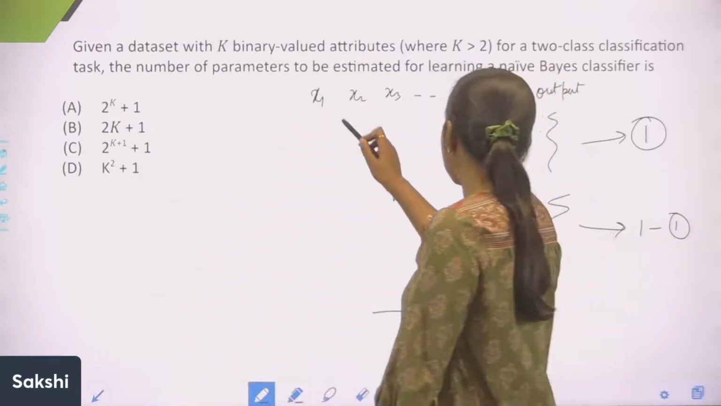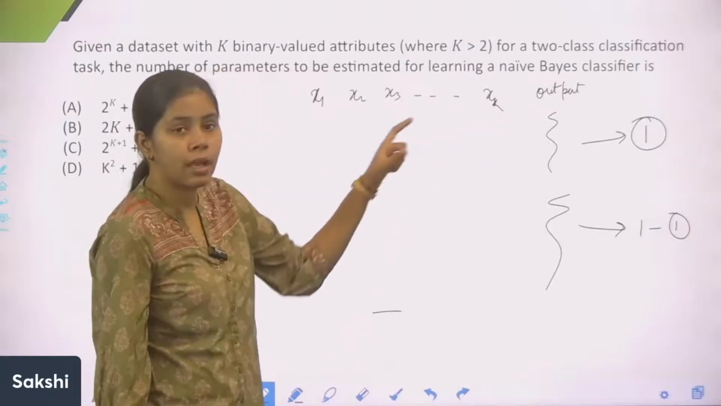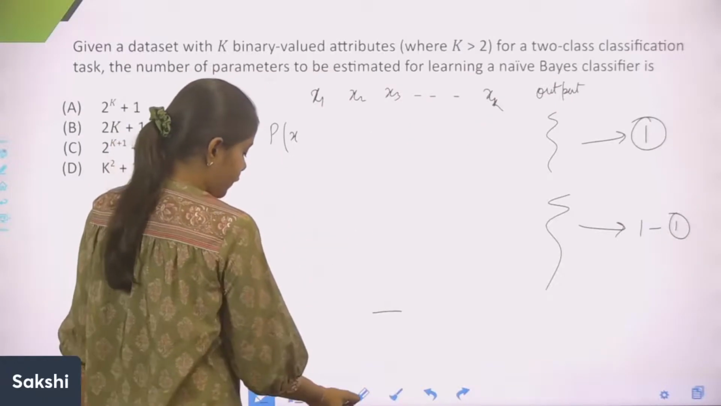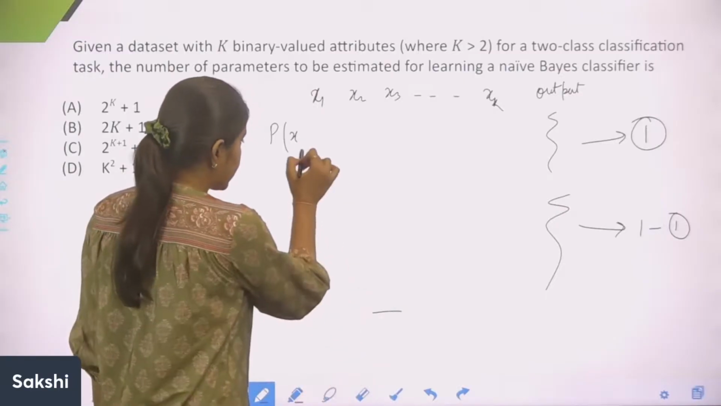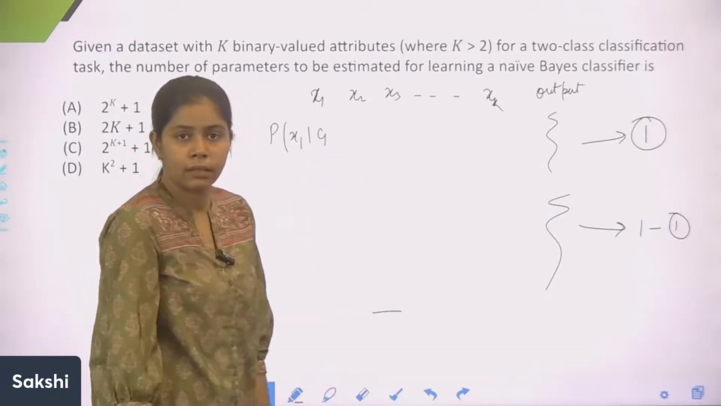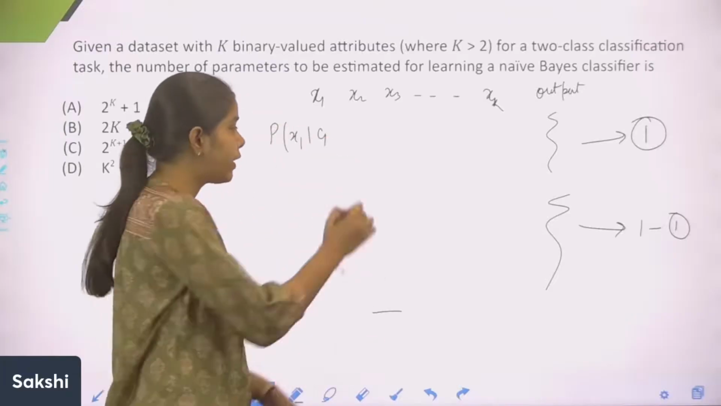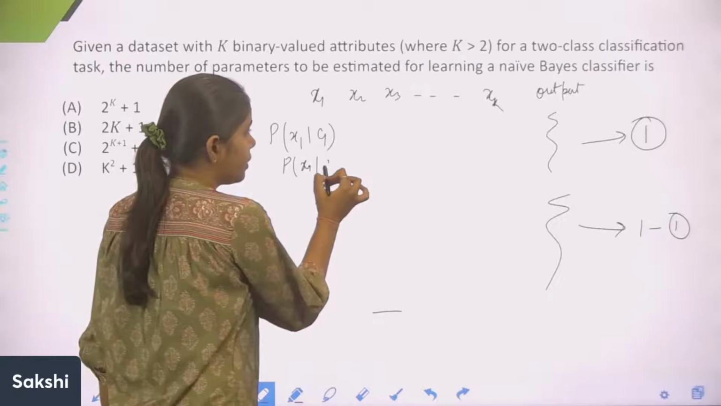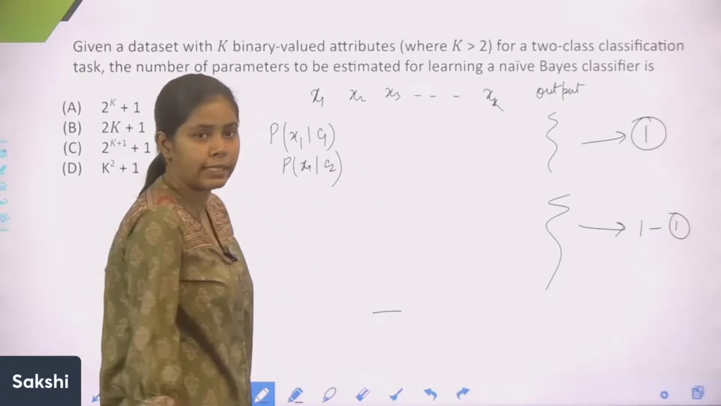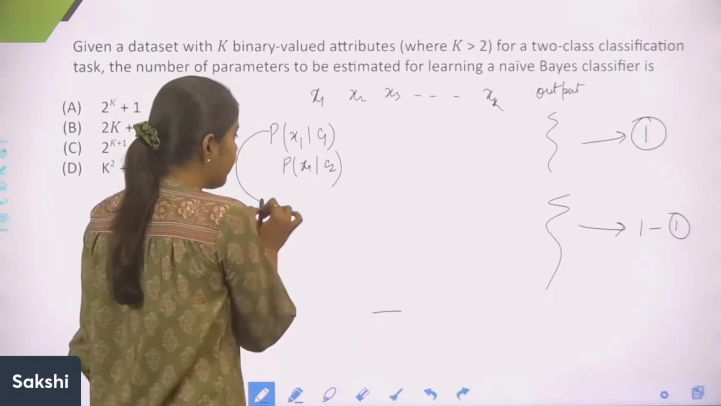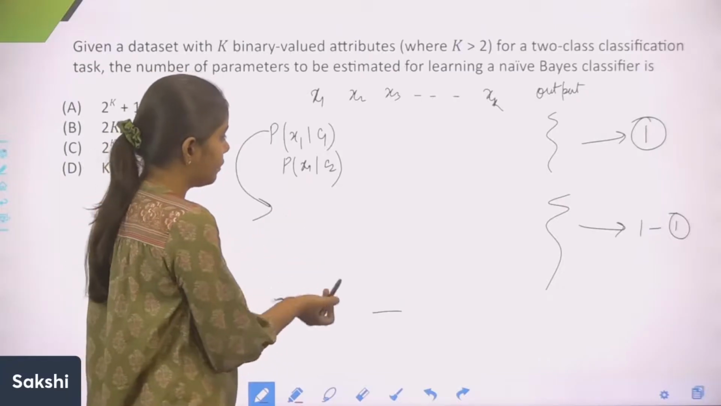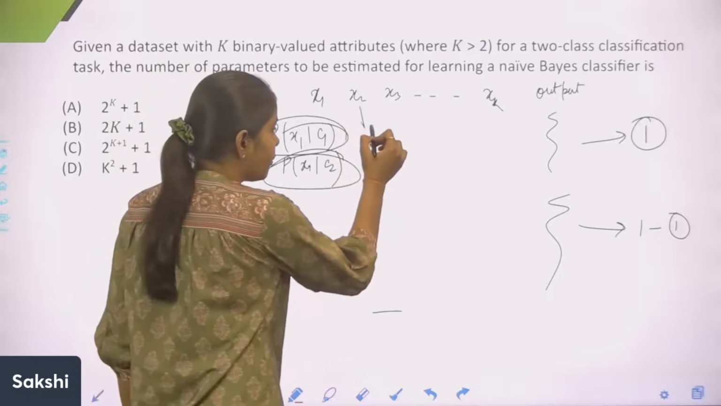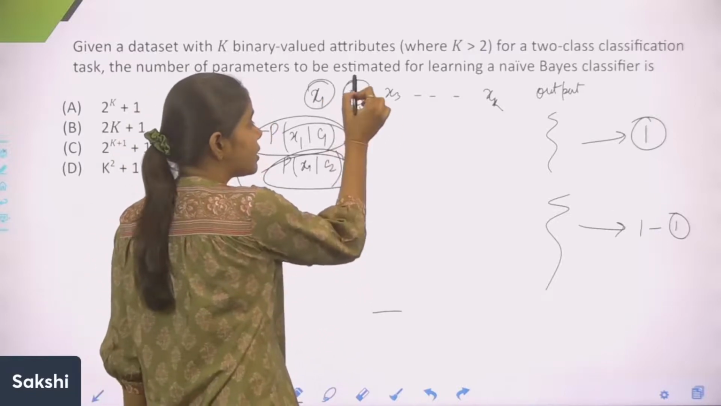Now for all these k features, what I have to do is find out the probability of, let's say, x1 given class c1. I have to find out the probability of x1 given c1 and x1 given c2. That I need to find out, because x1 has two values.